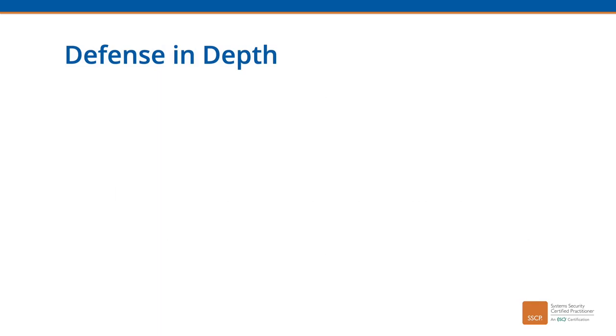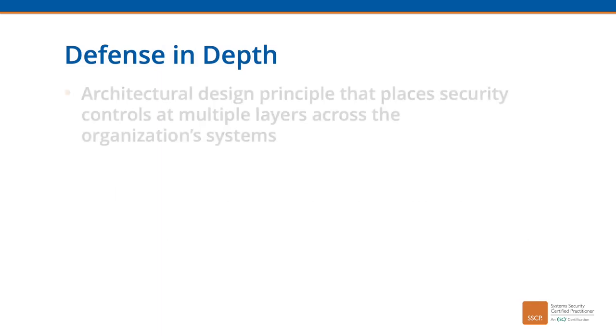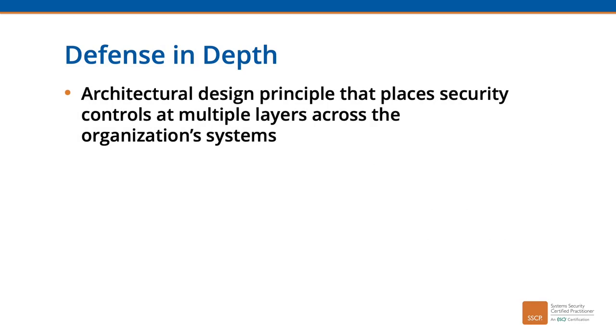In simplest terms, defense in depth is a security architecture design principle that places security controls at multiple layers across the organization's systems. Ideally, it takes a failure of all controls in a series, layer upon layer, to allow an intrusion or attack to get past the defenses successfully.